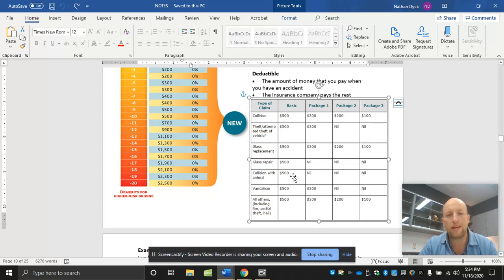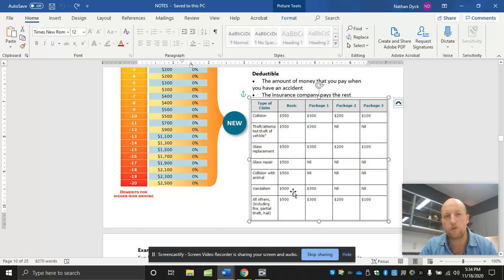Collision with an animal. Again, with the $500 deductible, you actually have to pay. So if you're running into a deer, if you're running into other wildlife, you're going to have to pay for that. So hopefully it doesn't happen. Don't run into your pets either. Where you're at, doesn't matter.